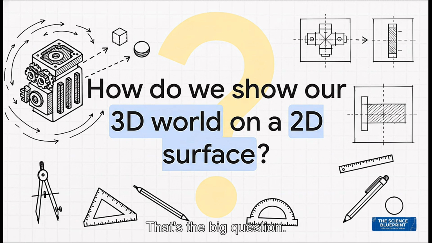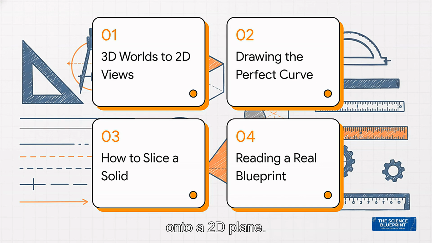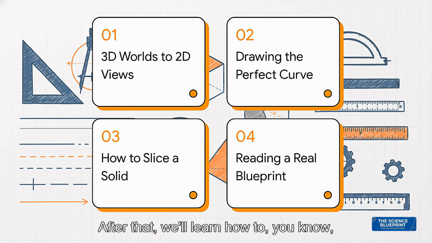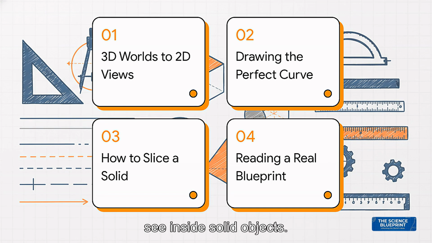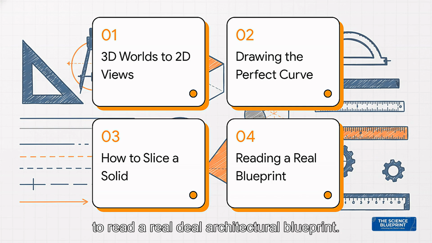That's the big question. So here's our game plan. First, we're going to tackle how to get our 3D world onto a 2D plane. Then, we'll get into the nitty-gritty of drawing perfect curves. After that, we'll learn how to see inside solid objects. And to wrap it all up, we'll use everything we've learned to read a real-deal architectural blueprint.